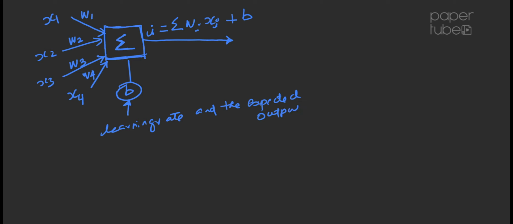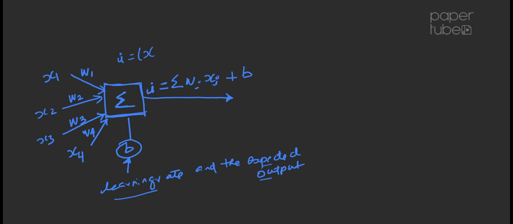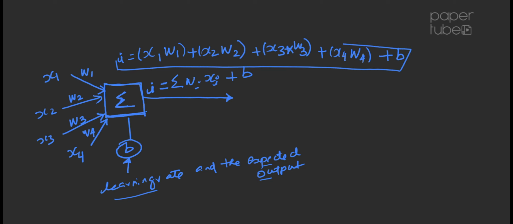So this is something related to learning rate and the expected output. So this I value makes the net output. What I actually is: it will take your first input, multiply it with weight 1, plus the second input multiplied with weight 2, plus x3 multiplied with w3, plus x4 multiplied with w4, and then finally it will add the bias value. So that makes the I value. That's called net input. And the common notation for this is I.